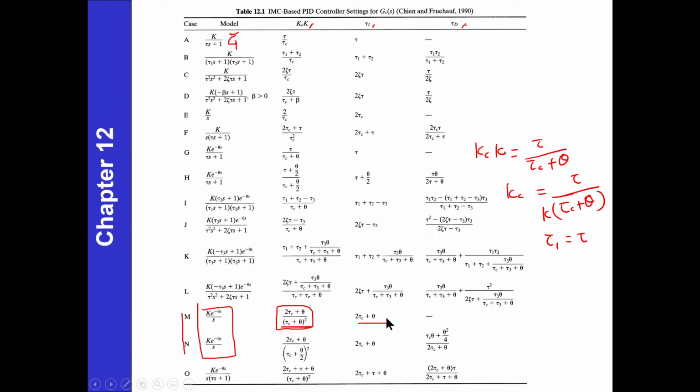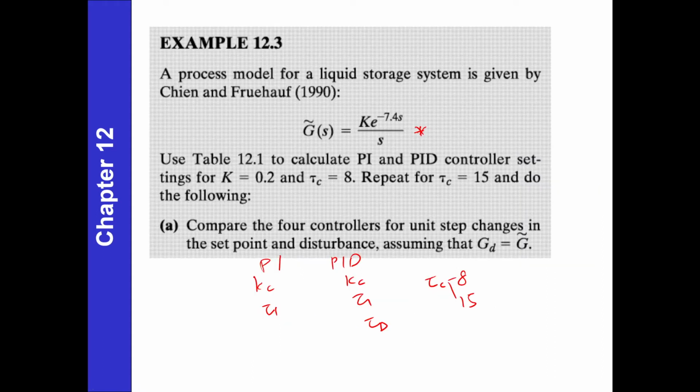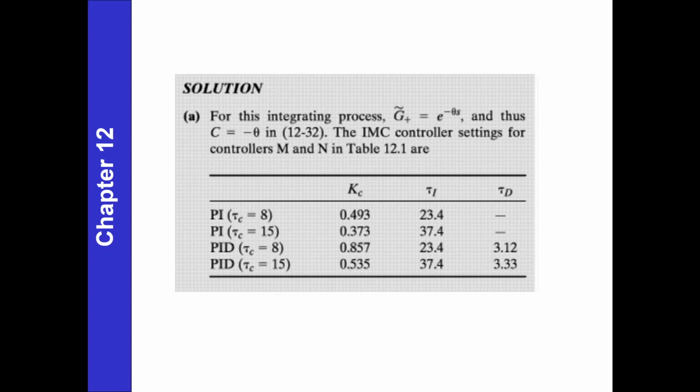For the PI controller, this is how to calculate Kc, and this one is how to calculate tau I. Same goes when we have a PID controller. So this is the method to calculate Kc, tau I, and tau D. Let us calculate Kc for the first one. The Kc for the first one, this is the answer, so we try to calculate and compare with this answer.